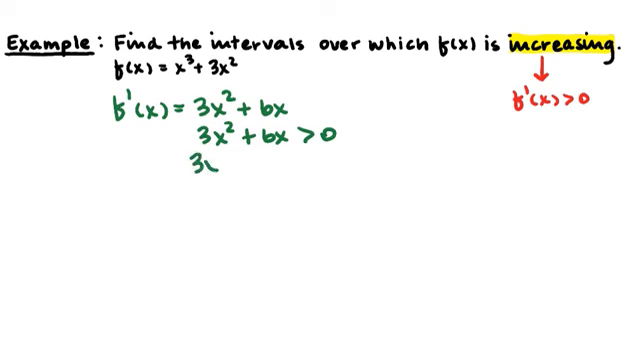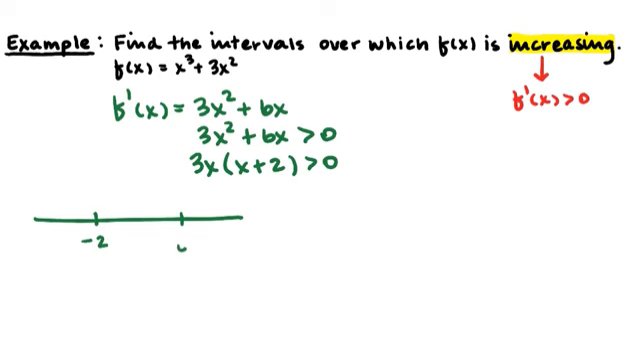We're going to take out a 3x. We're going to be left with an x plus 2. Okay. So this is a second-degree polynomial with a positive leading coefficient that has zeros at x equals 0 and x equals negative 2. So I'm going to come in here. I'm going to make a little number line. Then I'm going to actually make another little number line for people that like to make a sign chart.